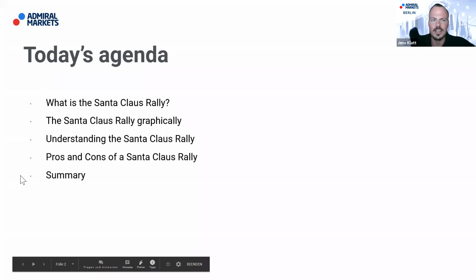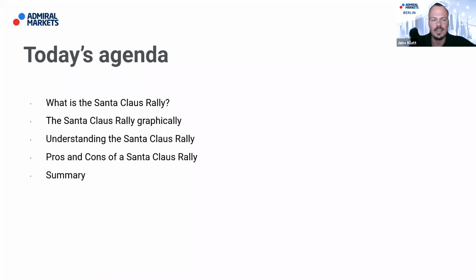And here is today's agenda. First, what is the Santa Claus Rally: the definition behind it, answering the question I just received in the chat box. Then we want to show the Santa Claus Rally graphically, and understand it. Understanding means, in this context, what are the potential drivers? Does this make sense, or is it just a coincidence that it happens over and over again? We want to give an idea of the fundamental drivers which are really there.